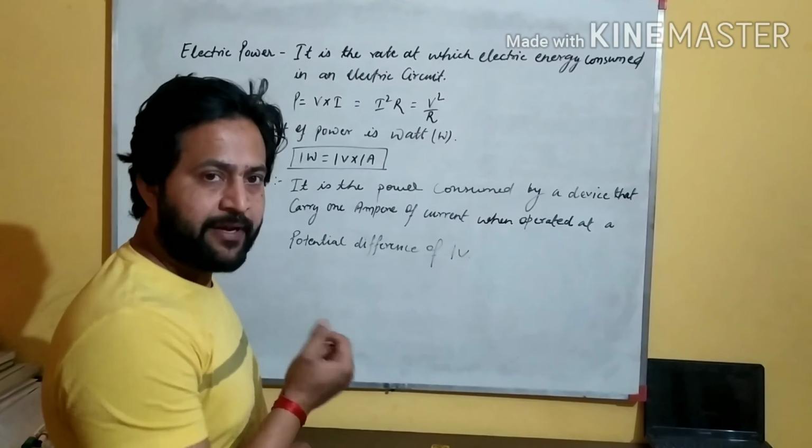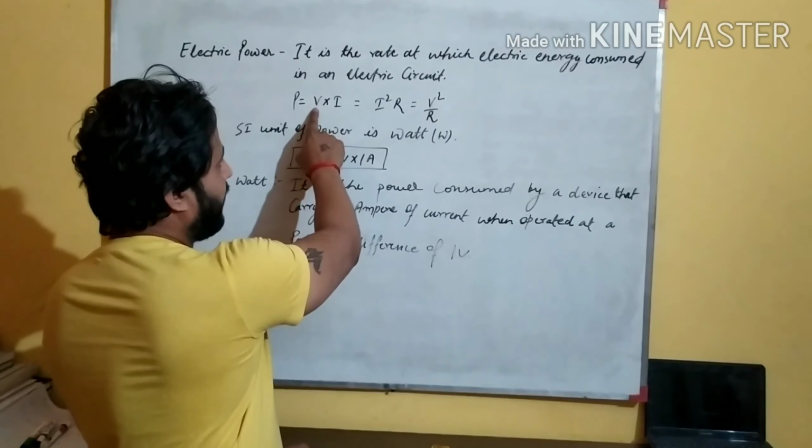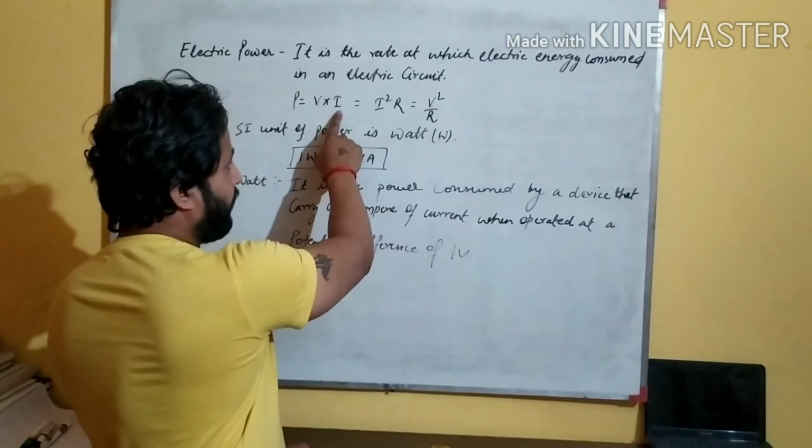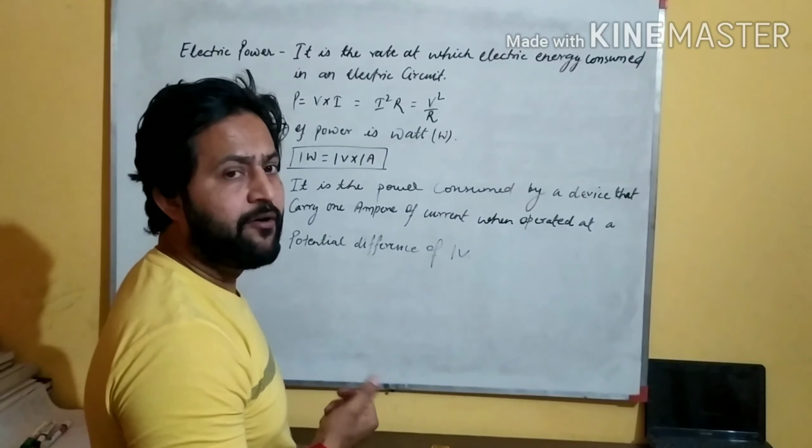We can calculate power with the help of these formulas. P is equal to V into I, power is equal to voltage into current, or power is equal to I square R, current square into resistance, or power is equal to V square upon R. It depends upon the value given in the question. If you have I and R, you can calculate the power. If you have V and R, you can calculate the power. Or if you have simply V into I, you can calculate the power. These values come from Ohm's law. If we put the value V is equal to IR, we get I square R. Or if we put the value of I as V upon R, we get V square upon R. So you can use any of the formulas.